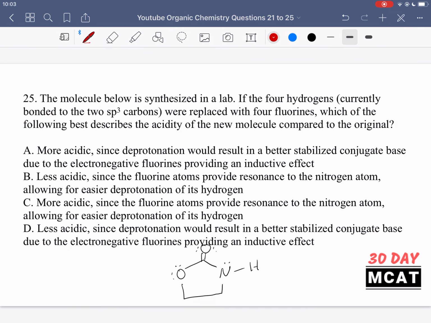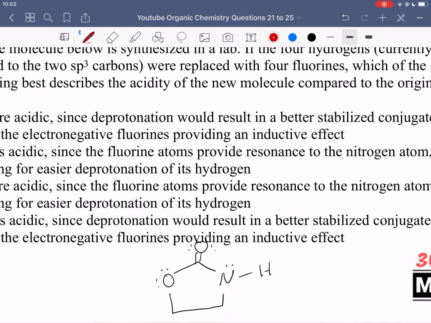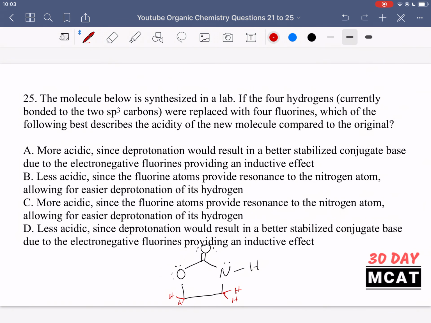Now in question 25, it says that the molecule below, once again, is drawn at the bottom of the page. It is this type of amide ester mixture thing. So it's synthesized in a lab, and if the 4 hydrogens, which are currently bonded to the 2 sp3 carbons, so we would be talking about hydrogens over here, are replaced with 4 fluorines, which of the following best describes the acidity of the new molecule compared to the original?